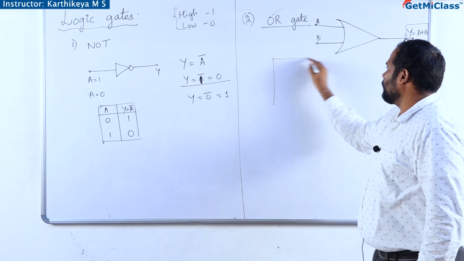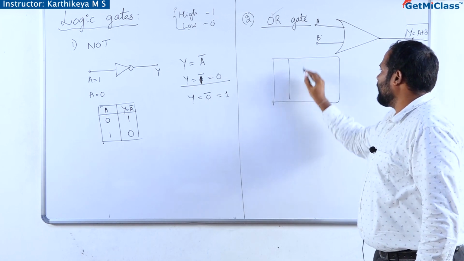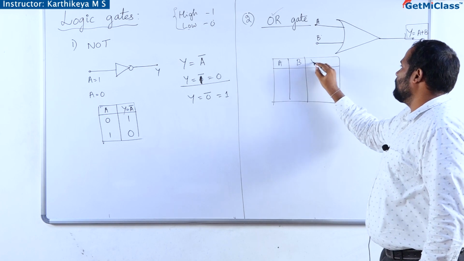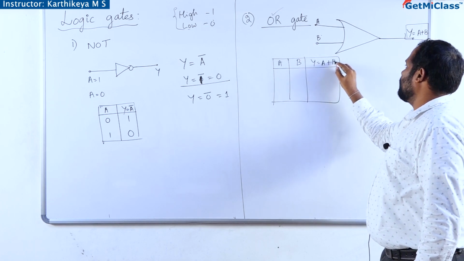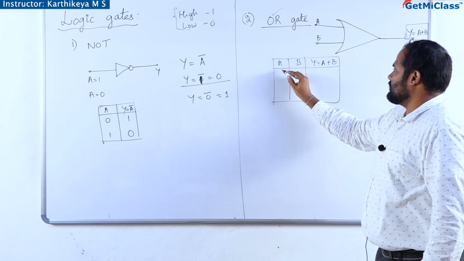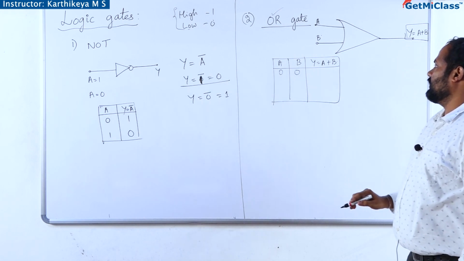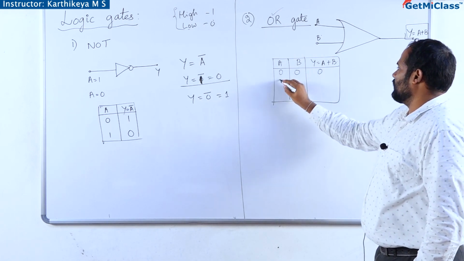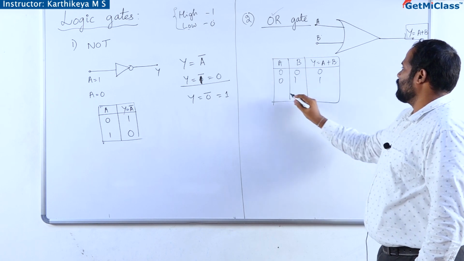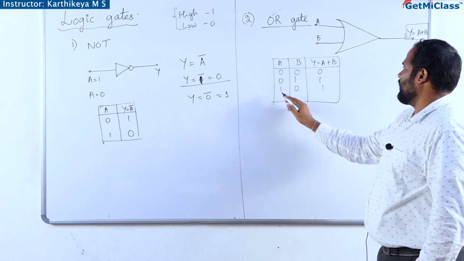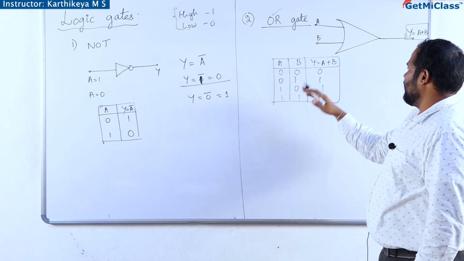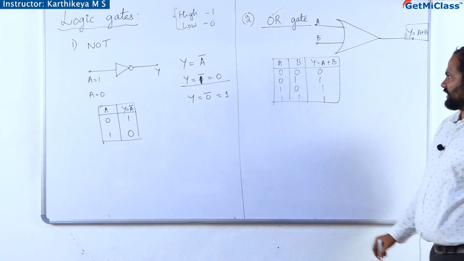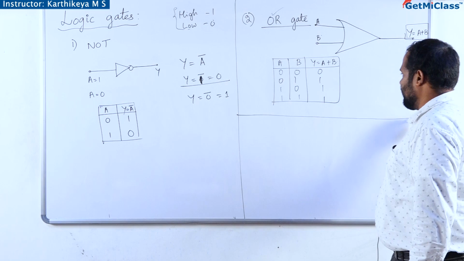So if you write the truth table for A and B, then the output logic is A plus B. We start with the lowest significant figures 0 0, then the output is 0, then 0 1, output is 1, 1 0, output is 1, and 1 1, high high, the output should be high. This is the OR logic and the truth table for that.